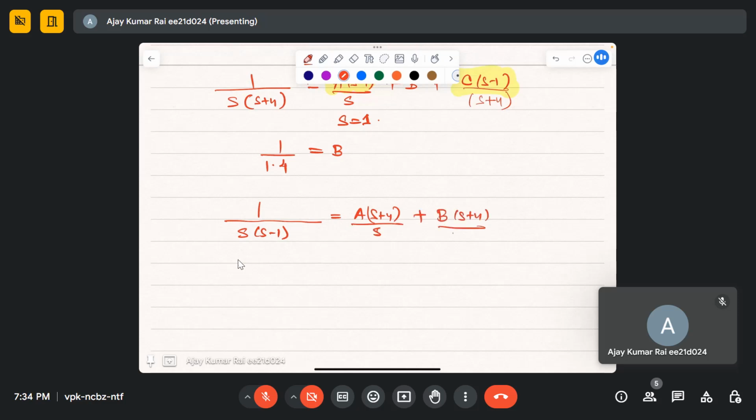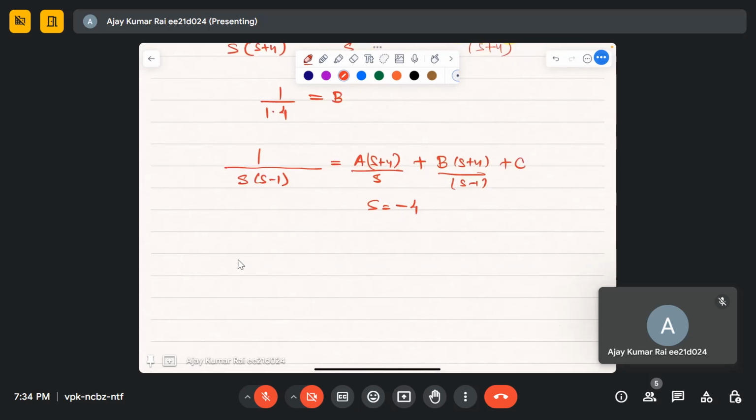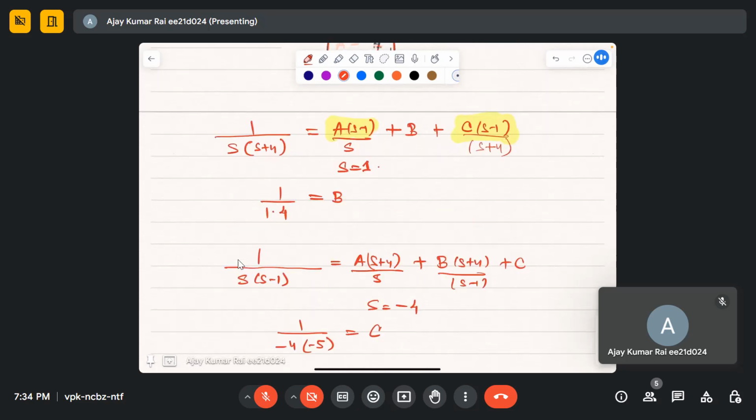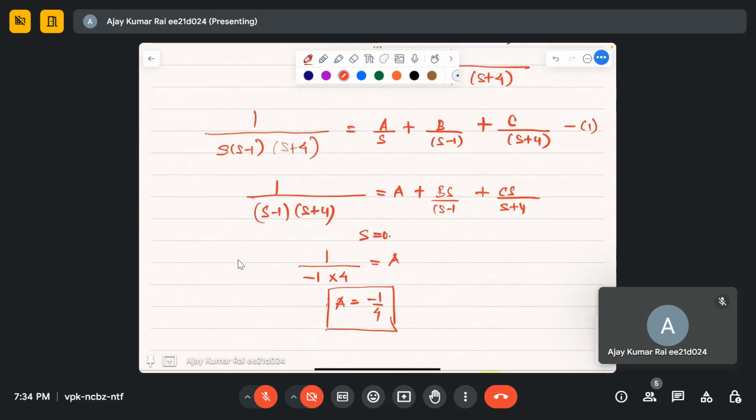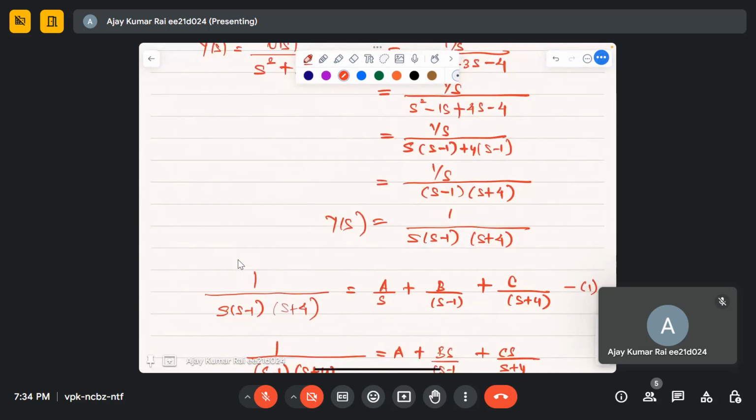This is plus 4, this is s minus 1 plus c, and put s equal to minus 4. So you'll get minus 4, and here you'll get minus 5. Okay, minus 4 minus 1 is minus 5, and a and b, they both are equal to 0, and c is equal to minus 1 by 5. Okay, so a, b, c, I'll just write the equation 1. Just fill the coefficients here.